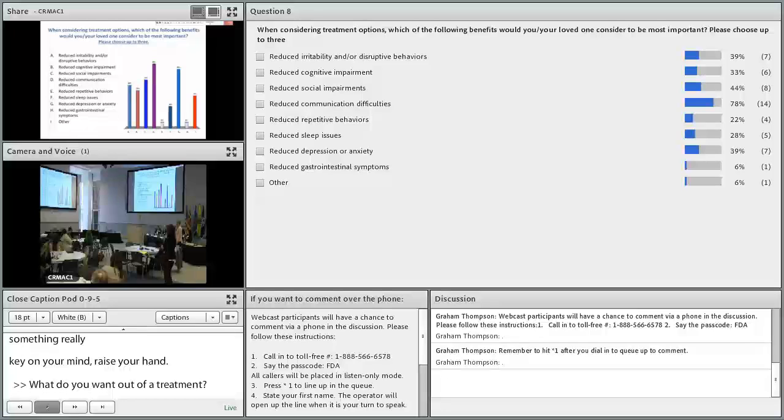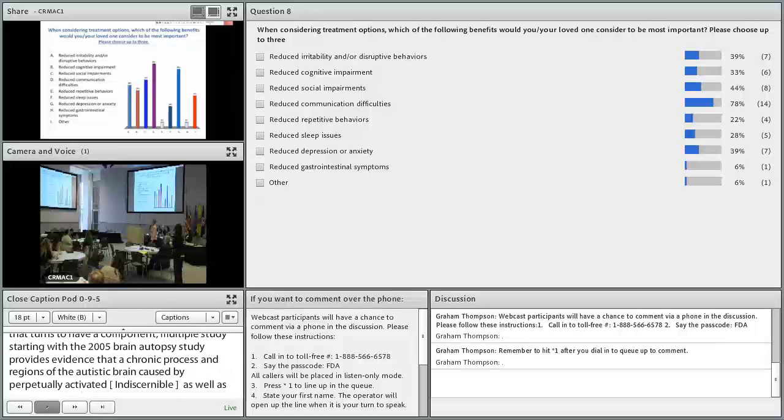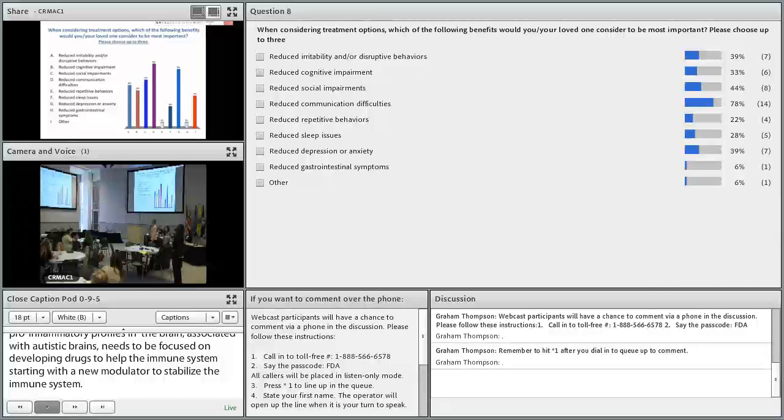A medical textbook changing study at the University of Virginia recently identified that the brain is directly connected to the peripheral immune system by previously unknown lymphatic vessels, and that these vessels may play a major role in every neurological condition that turns out to have an immune component. Additionally, multiple studies starting with a 2005 Johns Hopkins brain autopsy study have provided evidence that there is a chronic neuroinflammatory process in regions of the autistic brain caused by perpetually activated astrocytes and microglia, which police the brain for pathogens, as well as pro-inflammatory cytokine profiles in the brain and cerebrospinal fluid. And with such evidence of inflammation and immune issues associated with autistic brains, we need to be more focused on developing drugs to help the immune system, starting with immune modulators to stabilize and balance the immune system. Having an autism diagnosis should not be an excuse for a serious disease process to go untreated, ultimately compromising quality of life for many. Thank you, Cheryl.